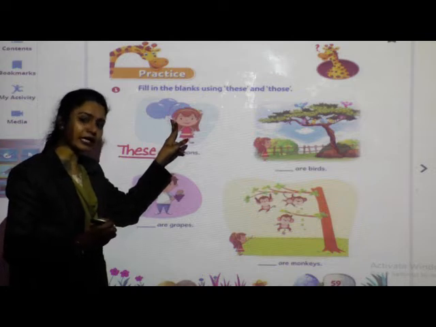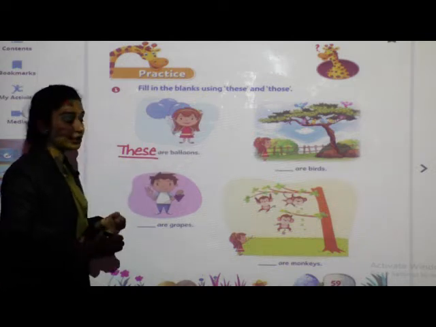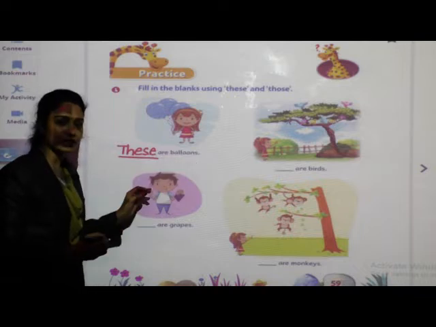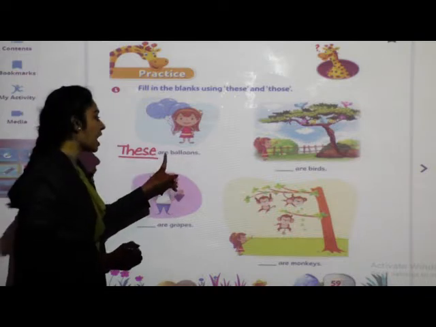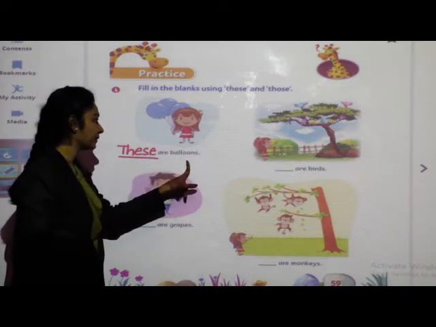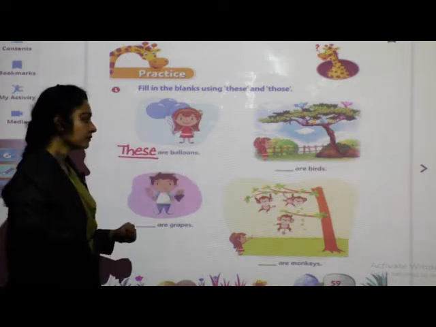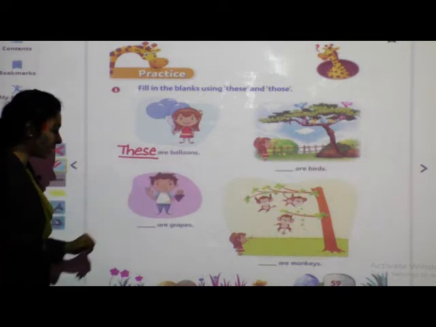These are balloons. Balloons are in her hand, right? So they are near to her. It is in her hand already, so she is saying these are balloons. Repeat after teacher. These are balloons.